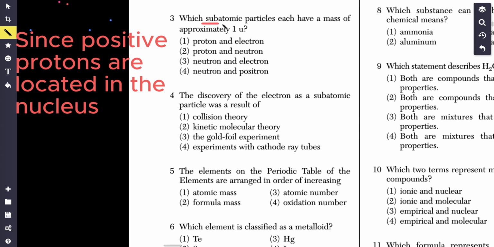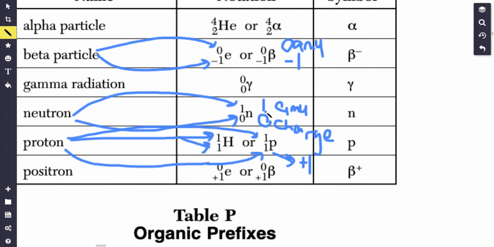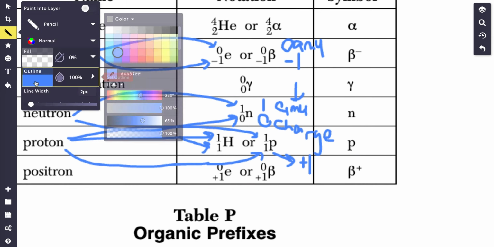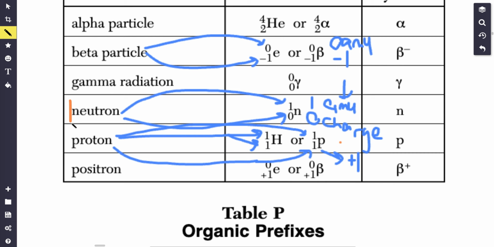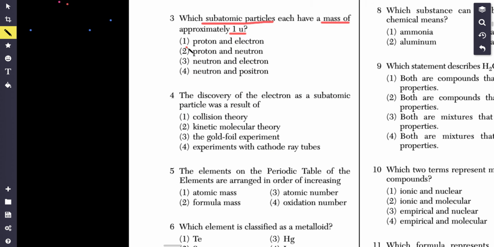Oh, which subatomic particles each have a mass of approximately 1 u? We just said, 1 u is the same as 1 AMU, just so y'all know. So basically, we just said that a neutron is 1 AMU or 1 u, and a proton is 1 AMU. So neutron and proton should be our answer.